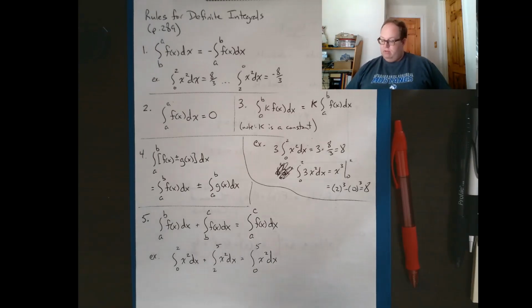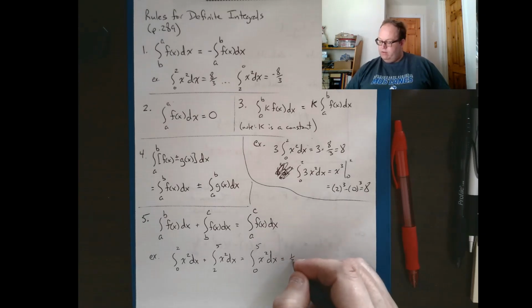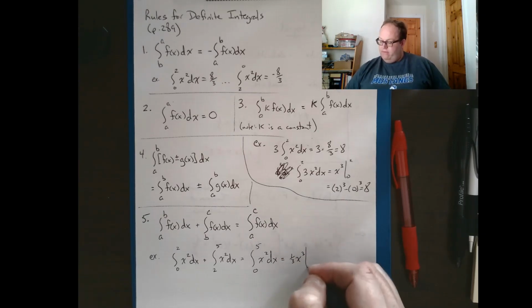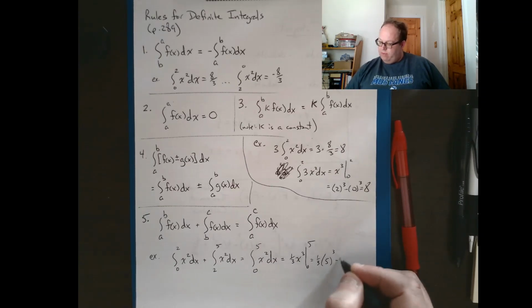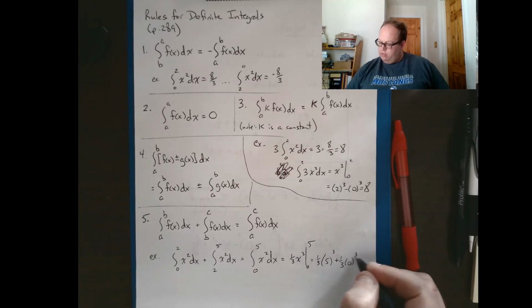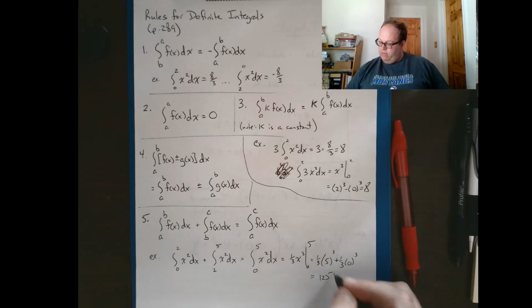Which, if you then wanted to move on and evaluate, the antiderivative of x squared is a third x cubed. Evaluated between 0 and 5 means I'd have a third of 5 cubed minus a third of 0 cubed, or 125 over 3.